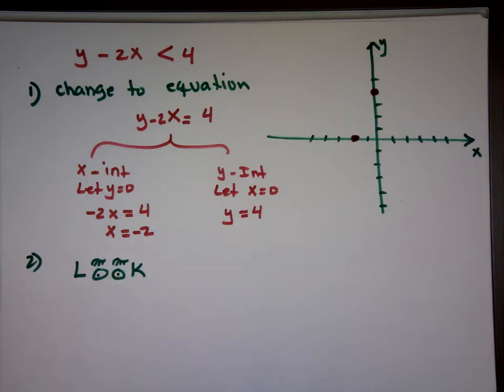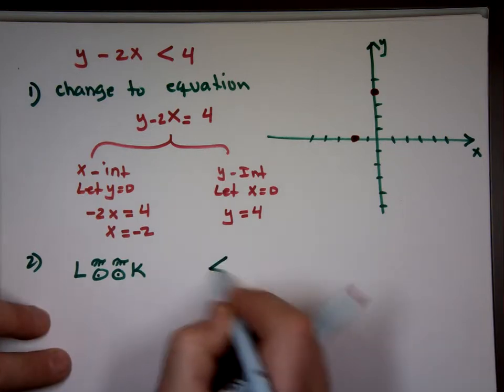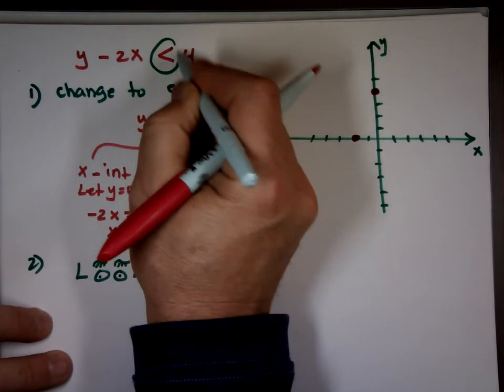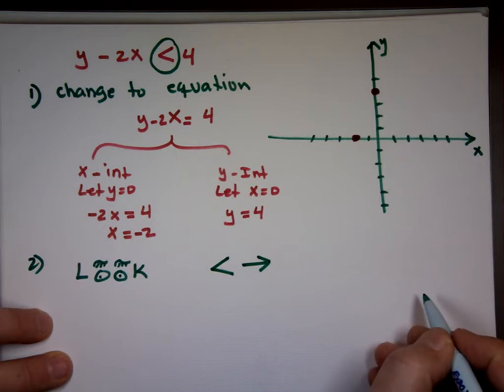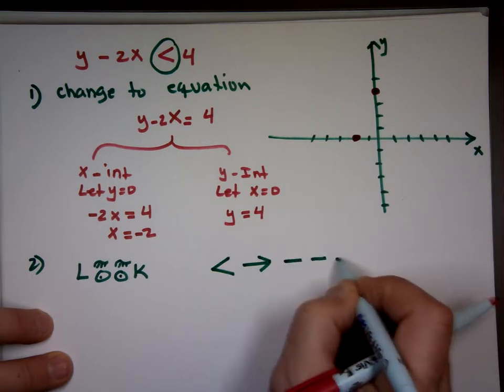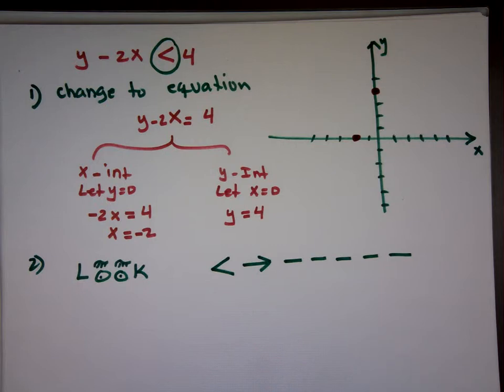Stop and look. Staring at you, these eyes. What do we have? We have less than up there. See it? There is no equal. We have less than. So when you connect that, what kind of a line are we going to use? Dotted line, again, the dotted line means the points on the line are not part of the solution.